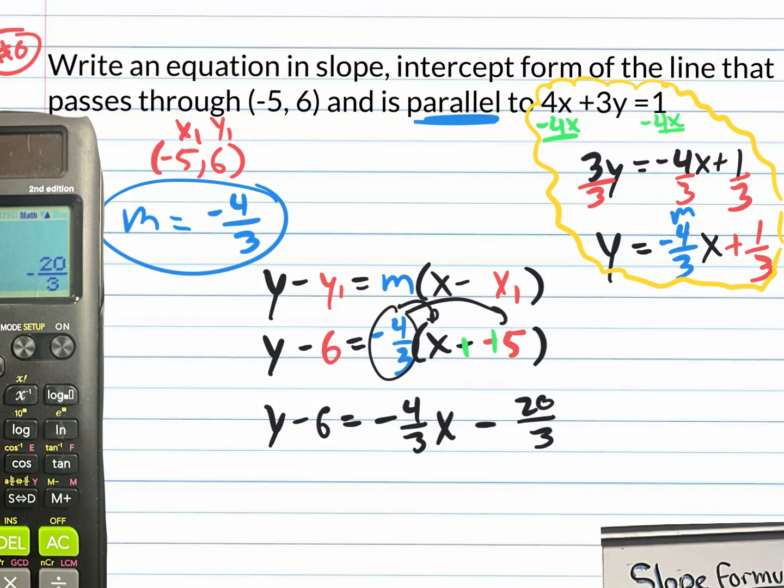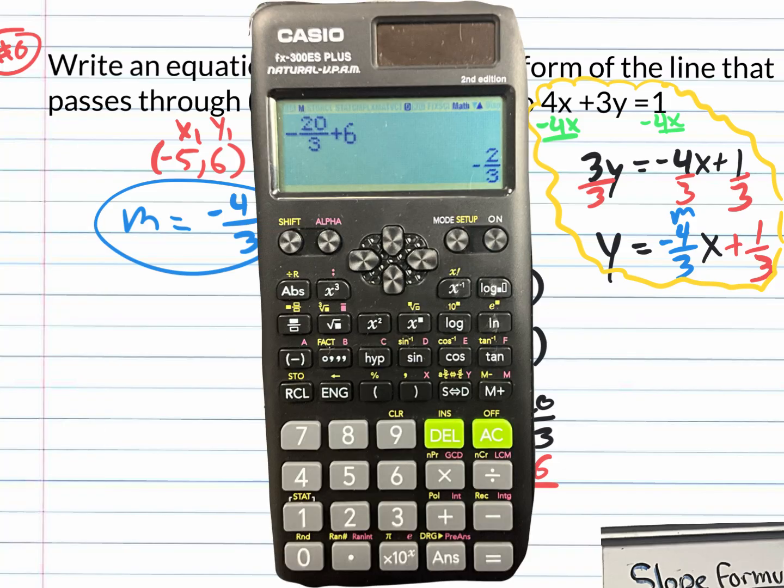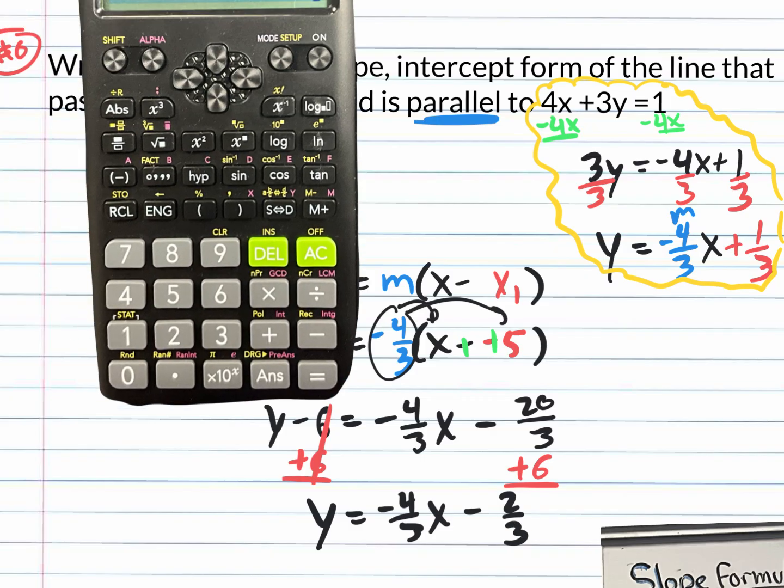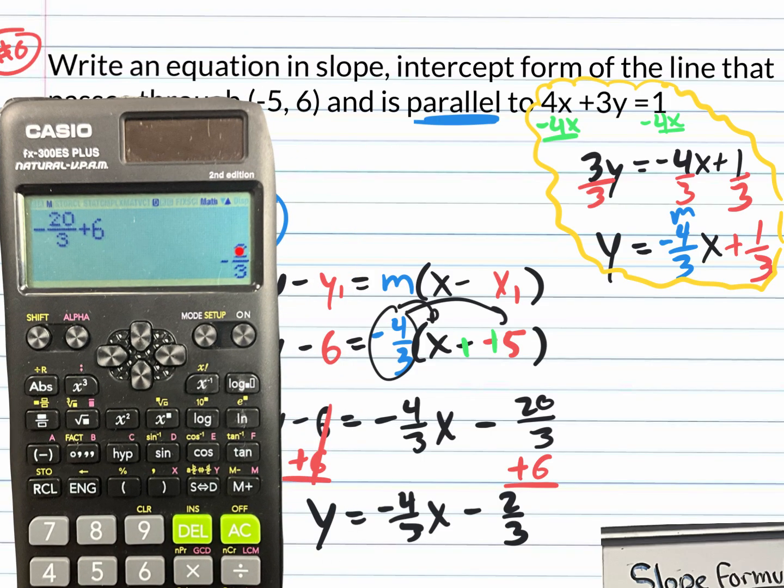And again, with the calculator, all you have to do to get y by itself is add 6, which cancels out, and add 6 over here to that other number. So let's do that with the calculator. Type in negative, the fraction bar, 20/3, and then plus 6, and it'll give you the answer negative 2/3. So what we have here is the final answer, y equals negative 4/3 x minus 2/3.